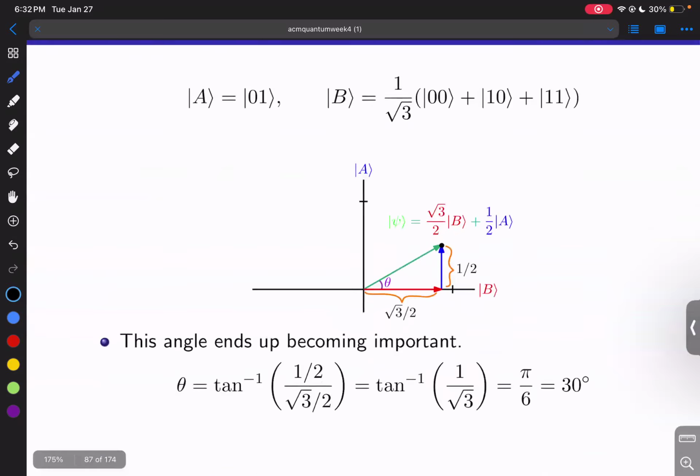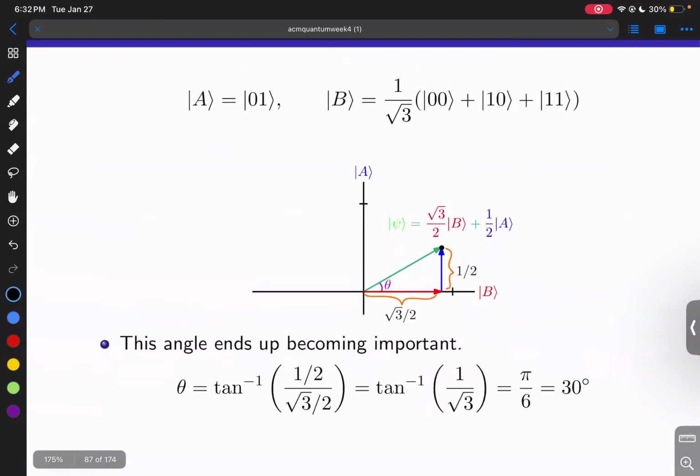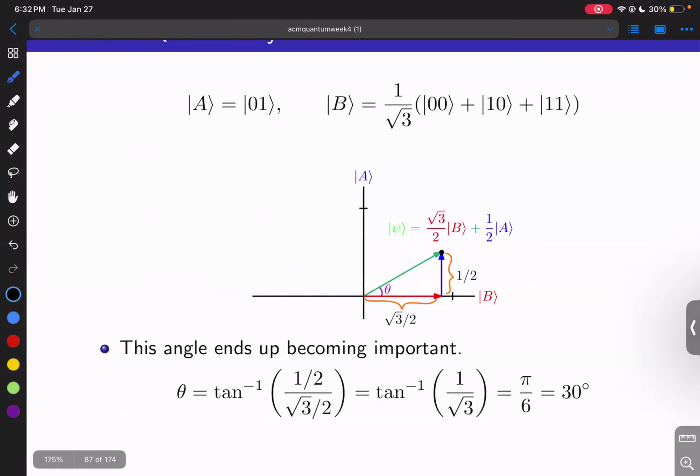So let's quickly determine what that angle is, which is the inverse tangent of the opposite side over the adjacent side, which is 30 degrees. So this is the representation of our vector in this A and B basis.